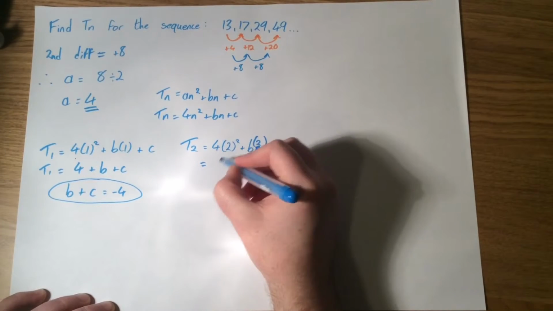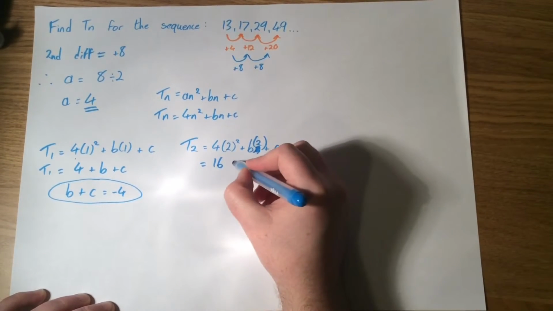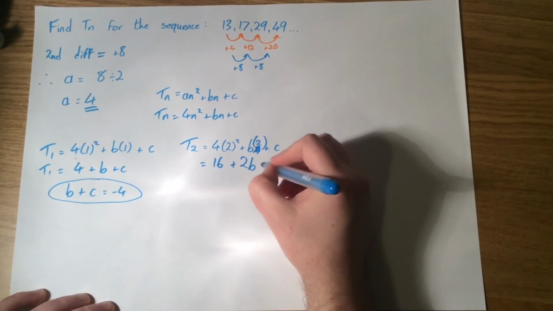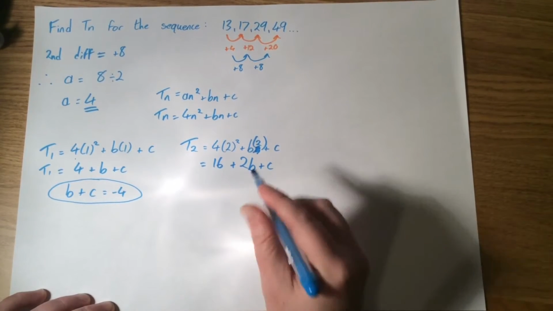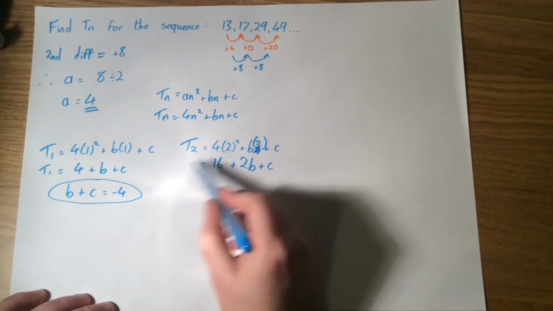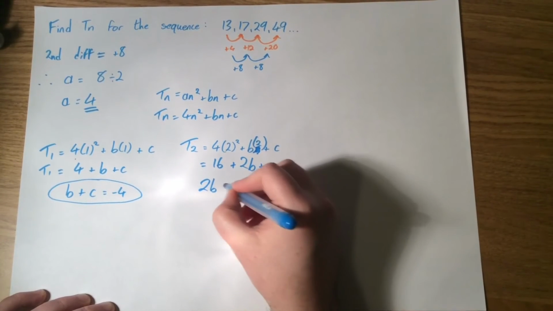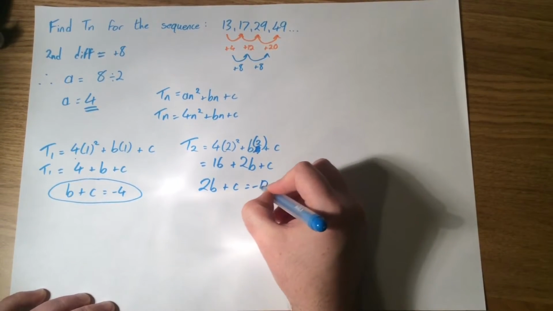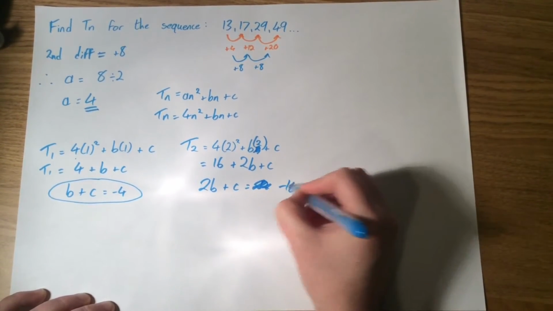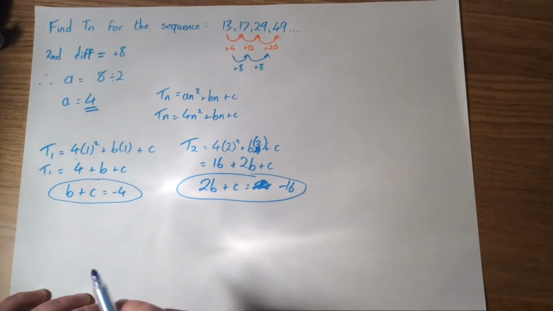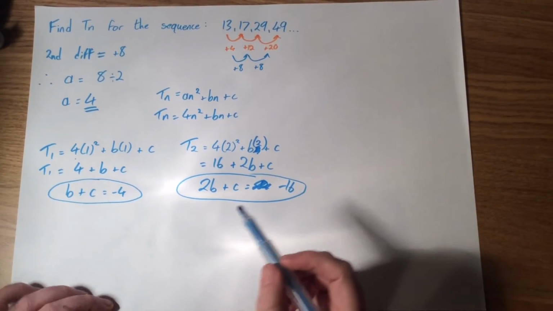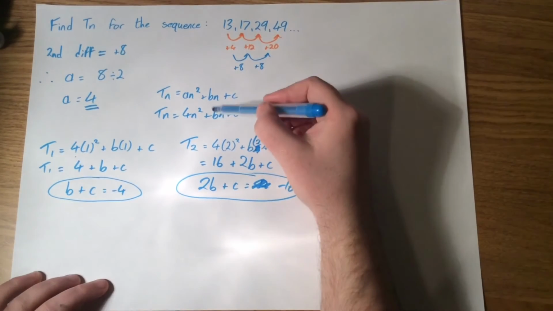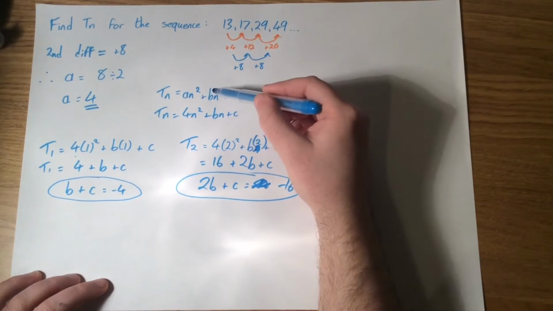2 squared is 4, 4 times 4 is 16. b times 2 is 2b, and then I get plus c. Again, just going to rearrange it in this form here. I'm going to bring the 16 over. I get 2b plus c is equal to minus 16. Okay? So, now what?